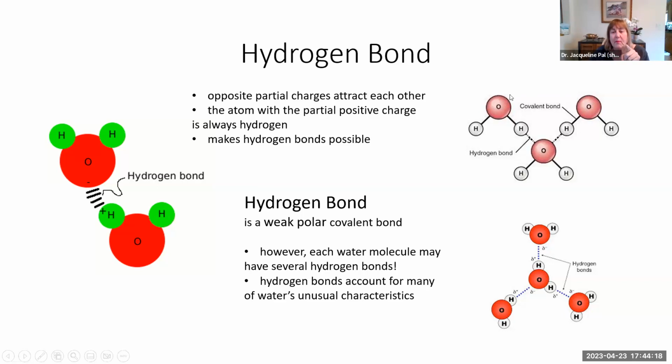So I put this upper right picture in here for you to realize that not only do we have these hydrogen bonds between different water molecules, but in the water molecule, there are covalent bonds between the oxygens and the hydrogens, okay? So we've got covalent bonds going on here, and we have very weak hydrogen bonds going on there.